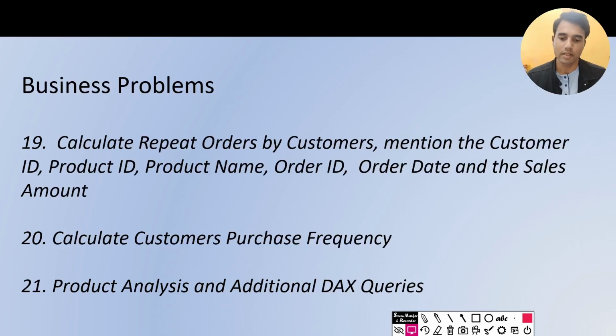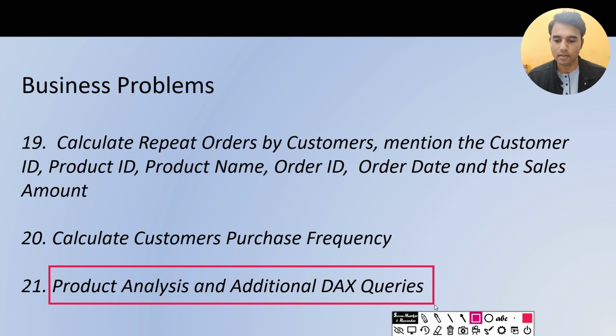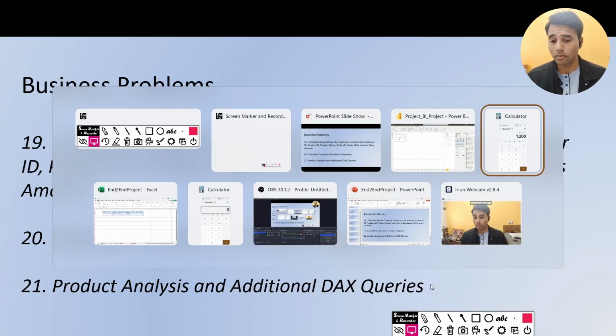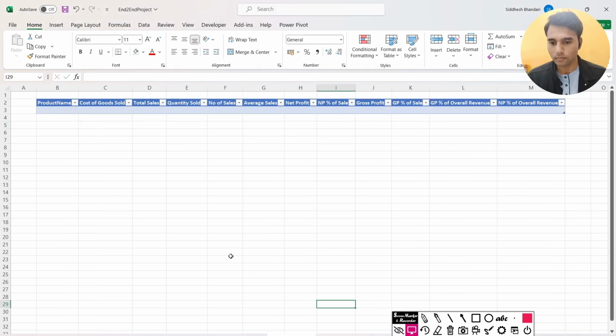Now, the third is the most interesting part, because this product analysis is not just going to give us insights into product analysis, but it's also going to give us some additional DAX queries. So what is product analysis? In order to explain, I'll quickly go back to my Excel sheet. We have sold a certain number of products for a certain amount: the cost of goods sold, the sales amount, the quantity sold, the number of sales that have happened, the average sales, the net profit, the gross profit, and the net profit in terms of the overall revenue.